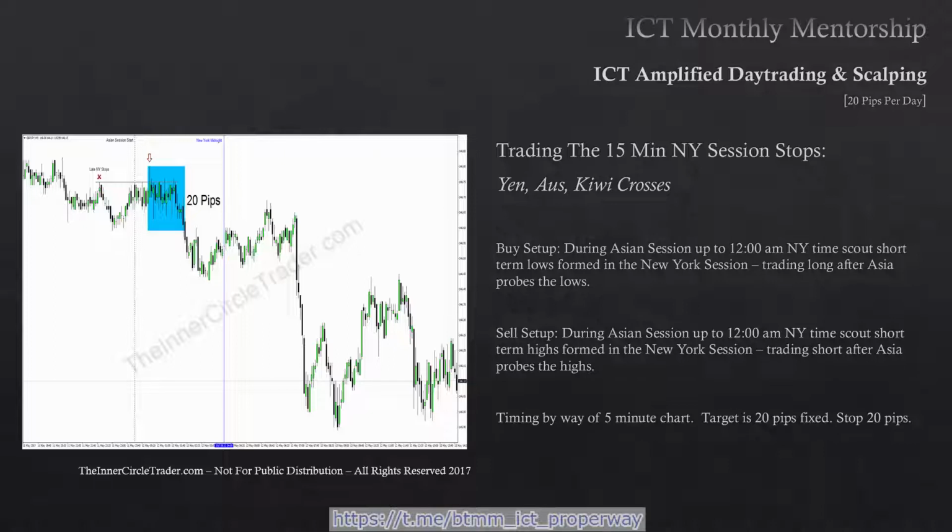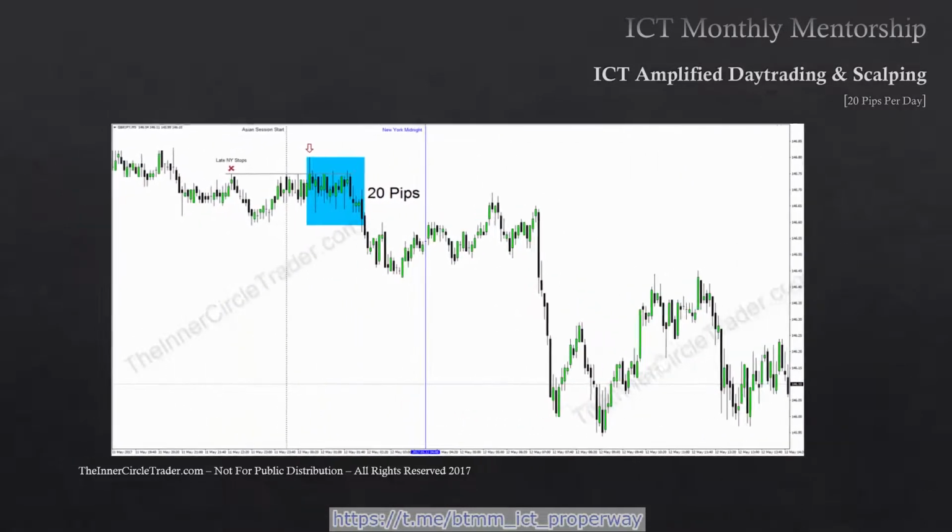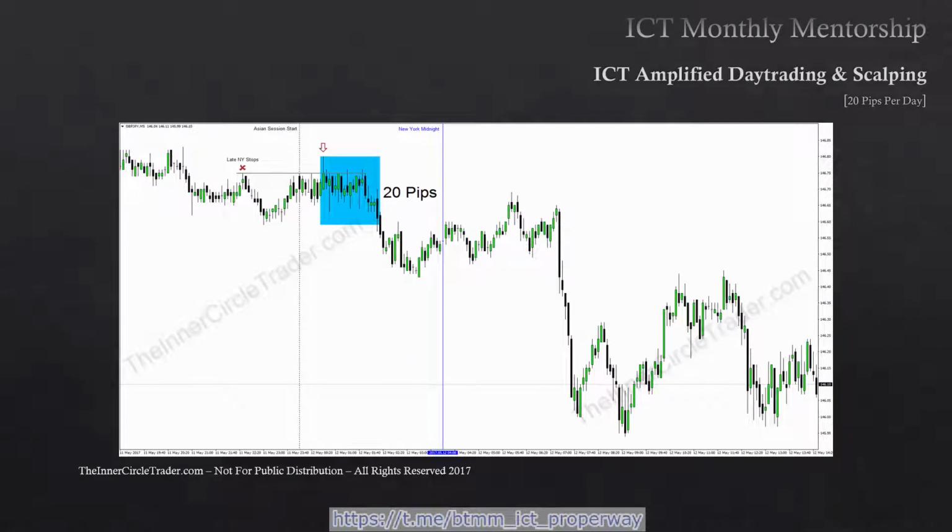We're not trying to turn it into a huge mountainous pile of pips. It's straight 20 for 20. 20 stops, 20 target. That's it. So what does it look like? Well, we have here an example of it.